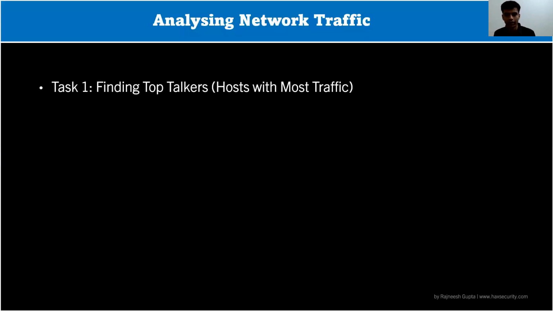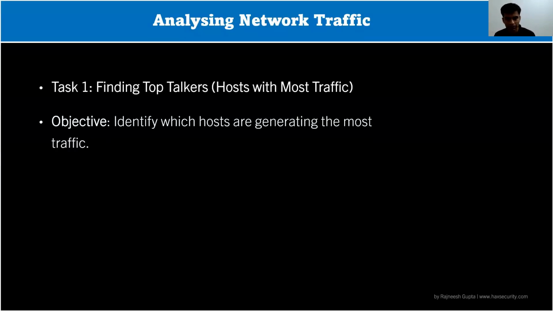The first task is to find the top talkers, the hosts with the most traffic. The objective is to identify which hosts are generating the most traffic. Sometimes in the network, users experience slowness and applications lag. At that time, it is very difficult to find the root cause. The root cause may be high bandwidth utilization by some of the hosts, but it is very difficult to find out, right?